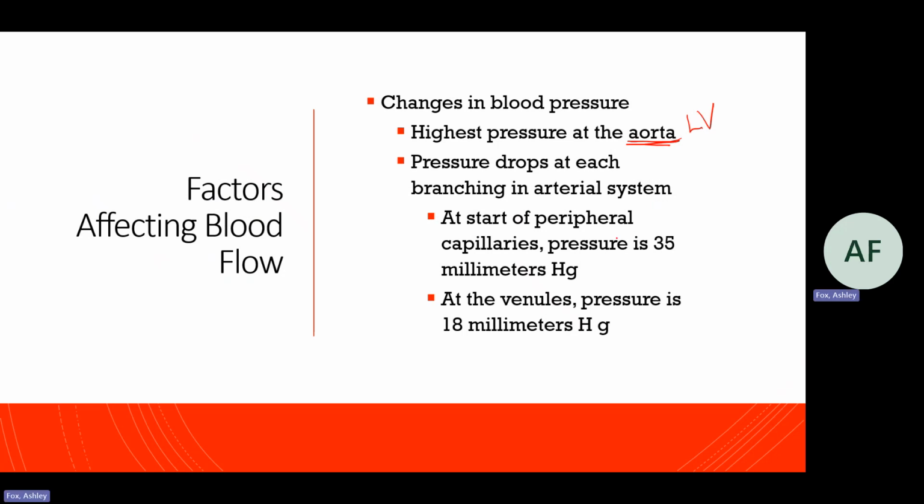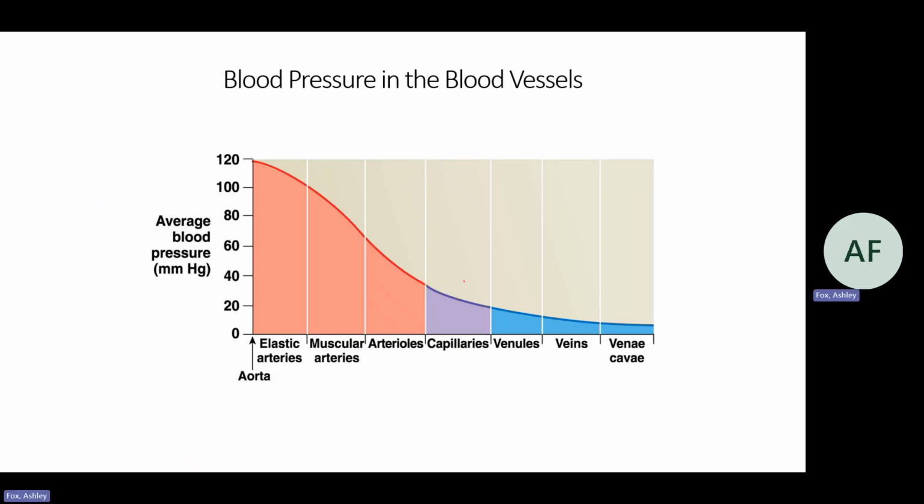So normally at the outer capillaries, pressure is around 35 millimeters of mercury. Then you can see how much it drops even more, 18 on the venule side. So on the arterial side, we have 35, and then it drops down to 18 on the other side of the capillaries. So this is looking at blood pressure in millimeters of mercury, average.